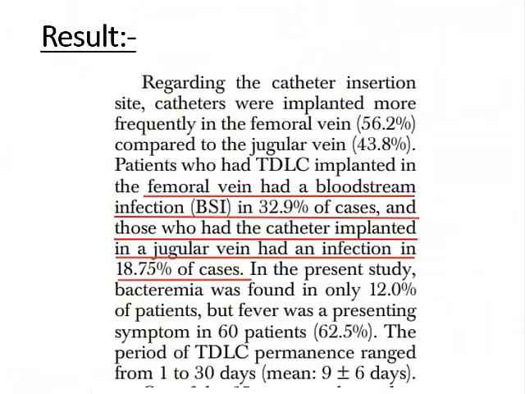Then the result. It is broadly divided into various categories, but I will stick again to this infection-related point. What I want to highlight here is that femoral vein bloodstream infection was approximately 32.9%, whereas the jugular vein infection rate was 18.7%. So those in which the femoral vein was used for double lumen catheter insertion, their infection rate was approximately double as compared to those in which the jugular vein was used.